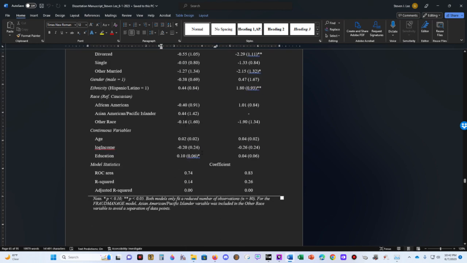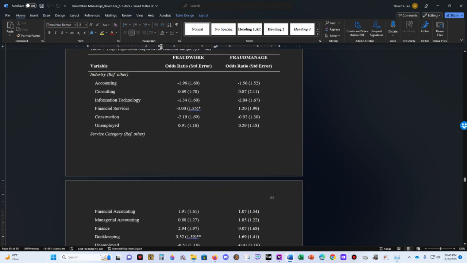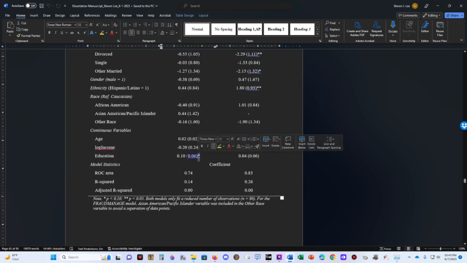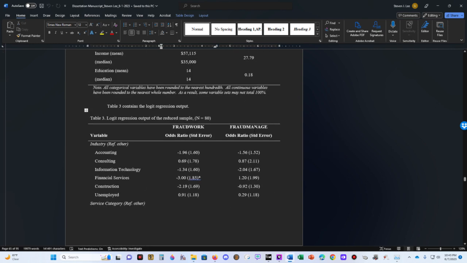And then the only other significant variable in the fraud work model was education. So those with more education were slightly, 10%, more likely to engage in fraud versus those with less education. So going to fraud manage.